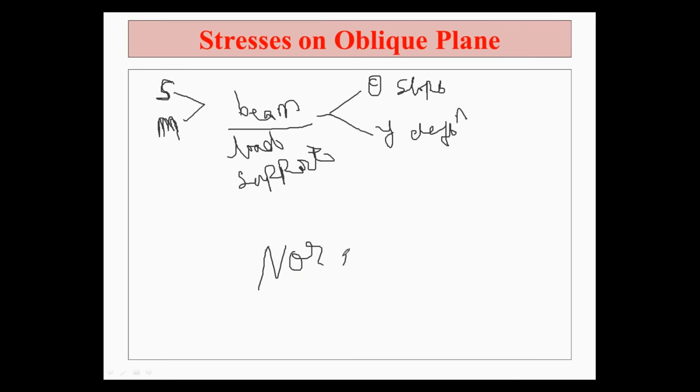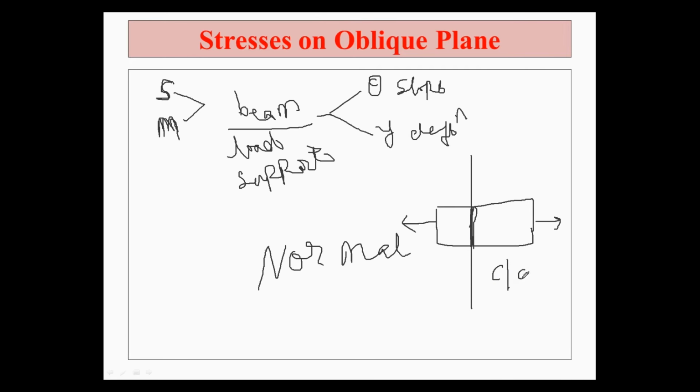We are considering a body, and if the load is acting in this direction, we have considered the cross section over here and the area of this particular section. So that is the cross-sectional area we have taken, and that is our consideration up till now. But in this chapter we are considering the oblique plane.